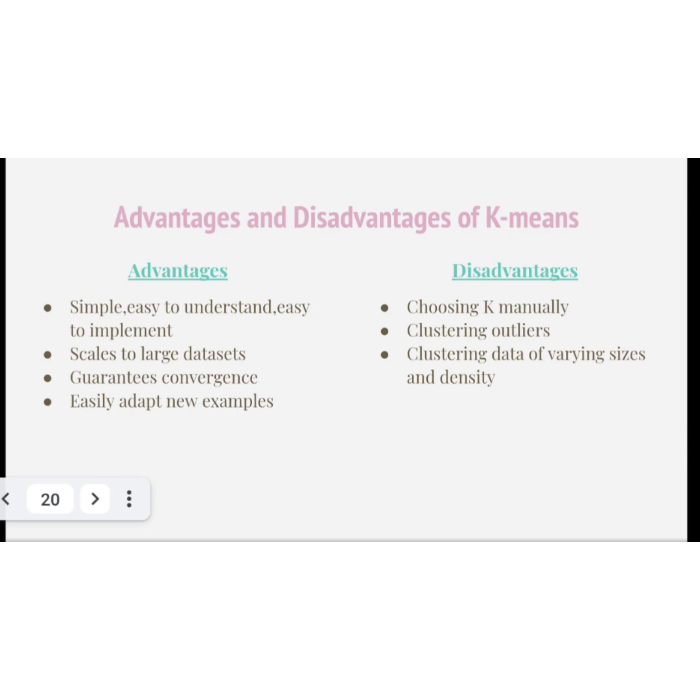Now our data may sometimes consist of some outliers. So while doing k-means, it may sometimes cluster these outlier values also. Sometimes all the outlier values may group up to form a cluster. So that's a disadvantage. Now if the data is of varying sizes and density, k-means will be a little bit troublesome to perform. So these are the advantages and disadvantages of k-means.